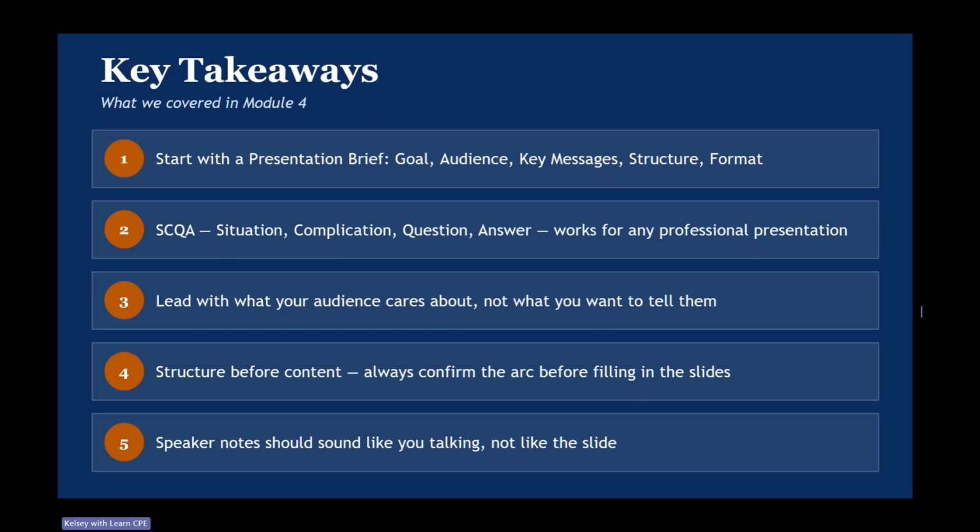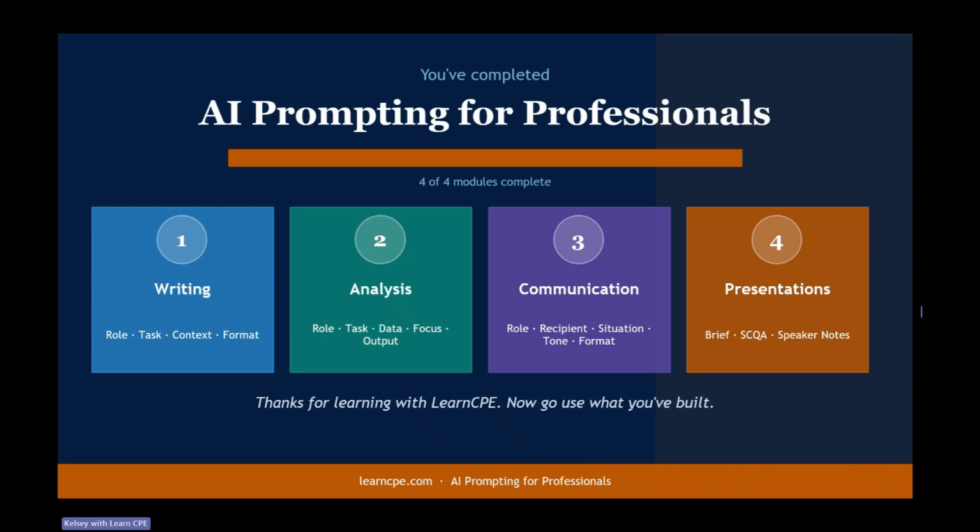Here's what we covered in Module 4. Presentations need a brief before they need a prompt. Give AI the goal, audience, key messages, structure, and format. Use SCQA to build a narrative arc that actually leads somewhere. Lead with what your audience cares about and get the structure right before filling out the slides. And write speaker notes that sound like you speaking, not writing, and not generic writing. And so that is Module 4, and that wraps up the series.